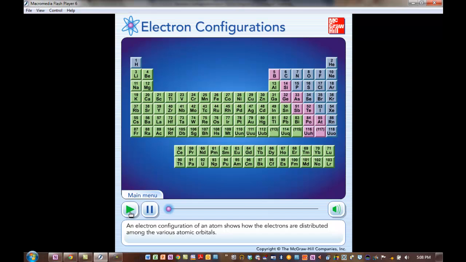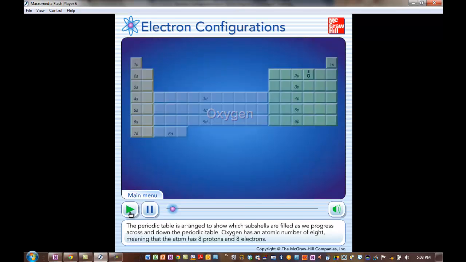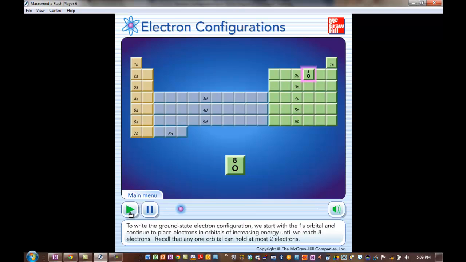An electron configuration of an atom shows how the electrons are distributed among the various atomic orbitals. The periodic table is arranged to show which subshells are filled as we progress across and down the periodic table. Oxygen has an atomic number of 8, meaning that the atom has 8 protons and 8 electrons. To write the ground state electron configuration, we start with the 1s orbital and continue to place electrons in orbitals of increasing energy until we reach 8 electrons. Recall that any one orbital can hold at most 2 electrons.